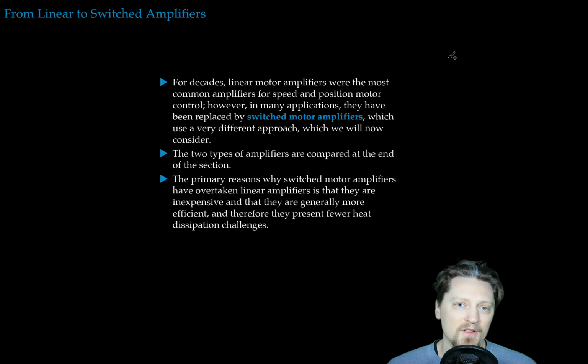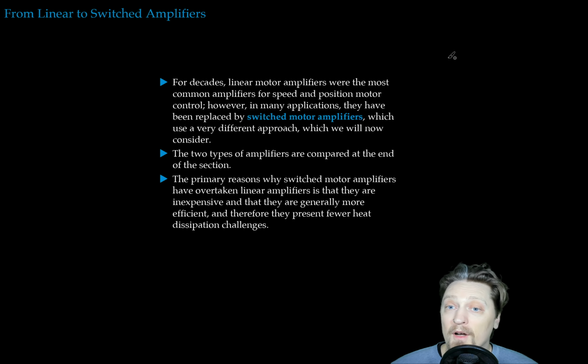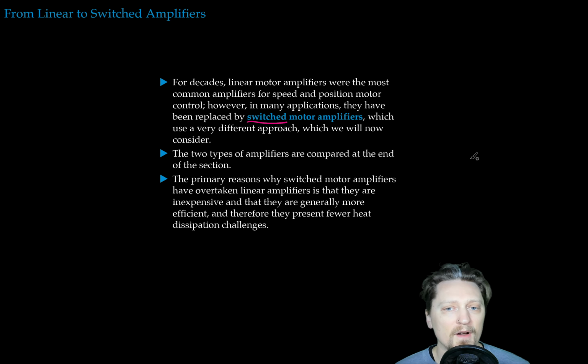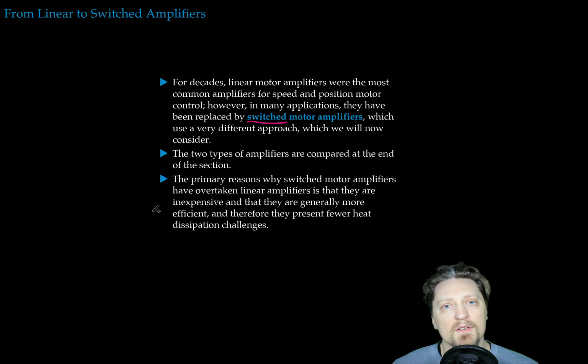From linear to switched amplifiers are two major classes of amplifiers. For decades, linear motor amplifiers were the most common amplifiers for speed and position motor control. However, in many applications, they have been replaced by switched motor amplifiers, which use a very different approach that we'll now consider. The two types of amplifiers are compared at the end of the section. The primary reasons why switched motor amplifiers have overtaken linear amplifiers is that they are inexpensive and that they are generally more efficient, and therefore they present fewer heat dissipation challenges. And we'll look at some of the other similarities and differences at the end.